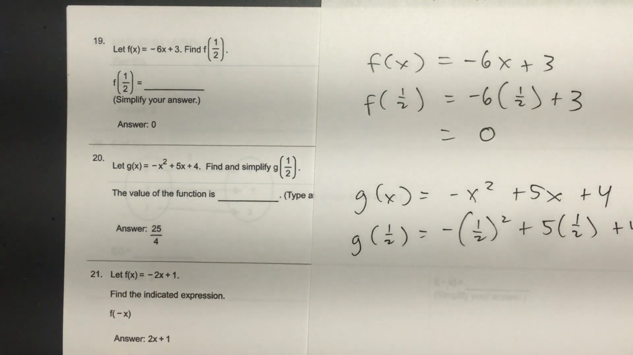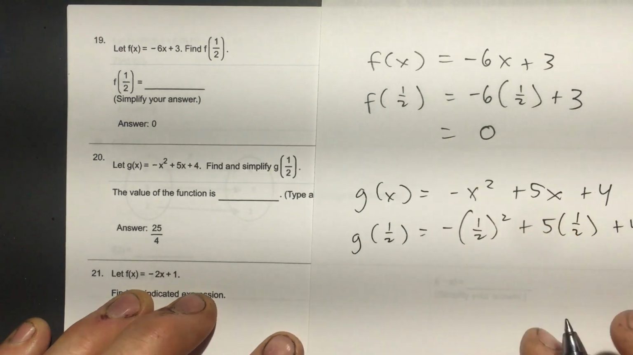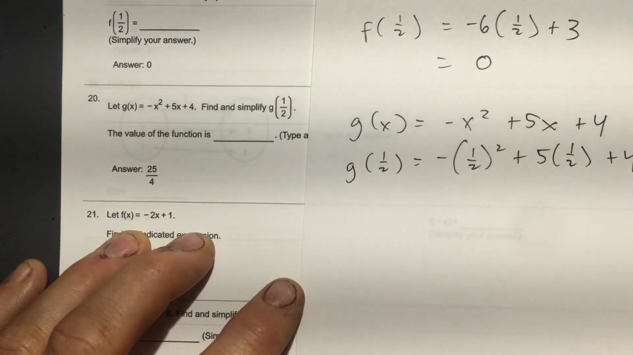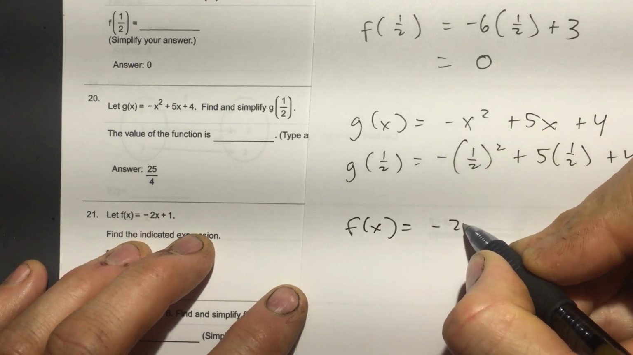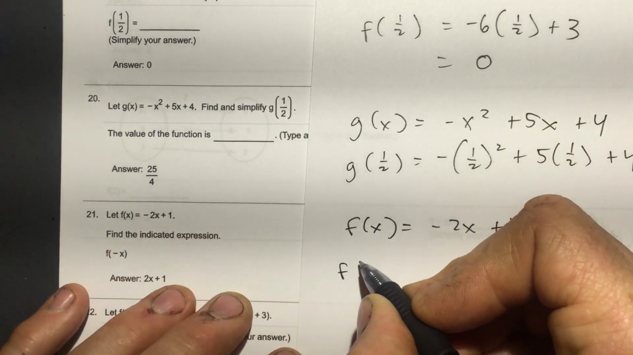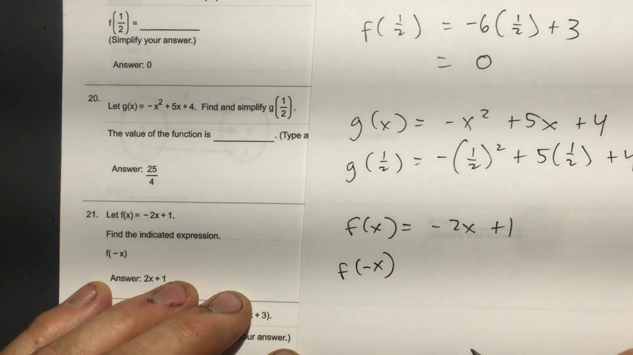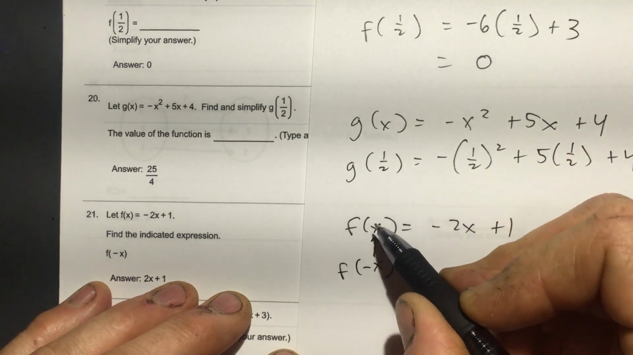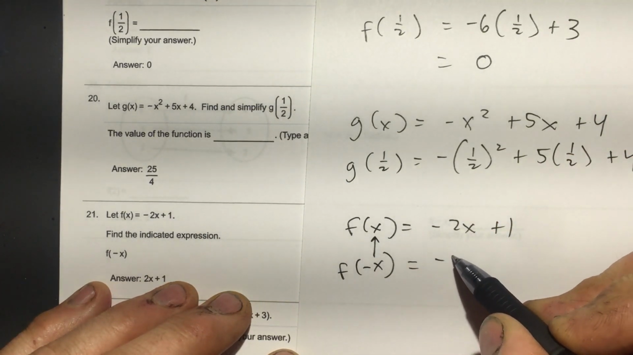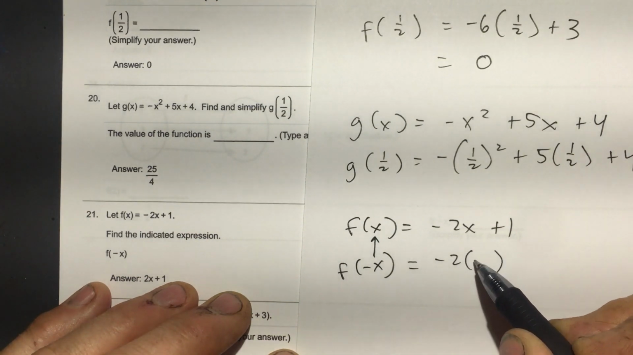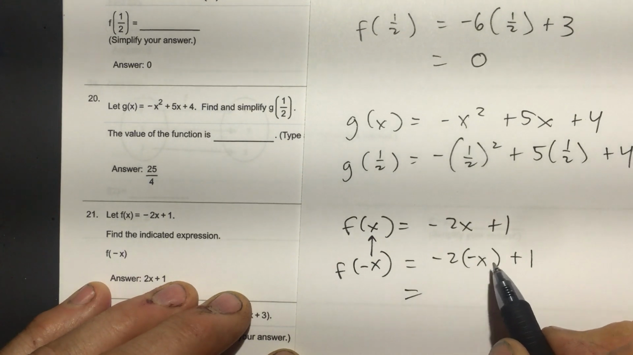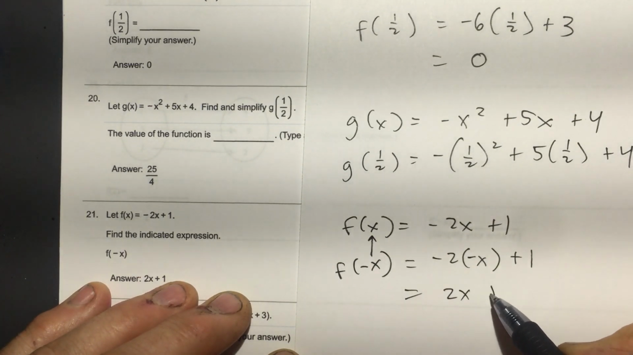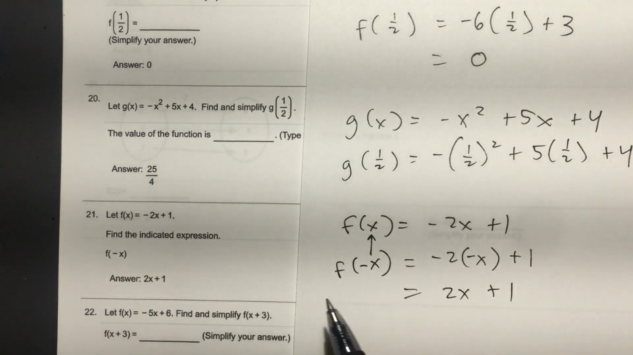All right, now on this one, look, I screwed up a little bit. f of x equals negative 2x plus 1. Now this says find f of negative x. So it means right there I'm going to put negative x in for x. So that means I'm going to have negative 2, and where x is, I'm going to put negative x in. Well, negative 2 times negative x would be a positive 2x. And then I can't do anything more, so there you go. You can see my answer there.